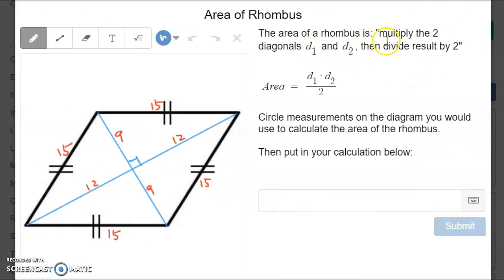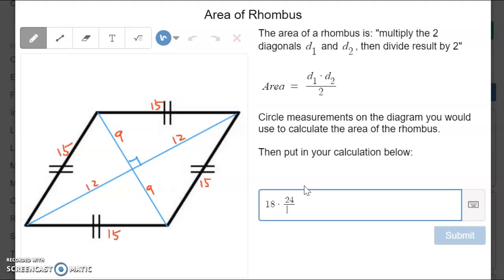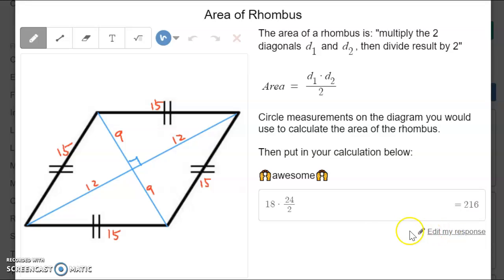The area of a rhombus is multiplying two diagonals, D1 and D2, then dividing the result by 2. So this is one diagonal, 9 plus 9 is 18, and 12 plus 12 is 24. So it's going to be 18 times 24 divided by 2. Okay.